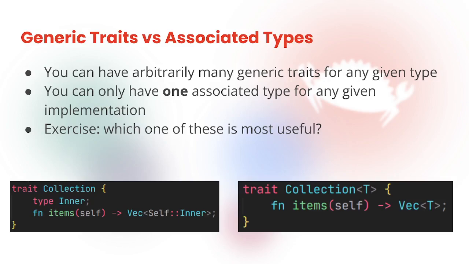So which one of these do you think is most useful? The context is you're trying to create some collection trait where the only API you have right now is that you can get the items as a vector. Generic trait.